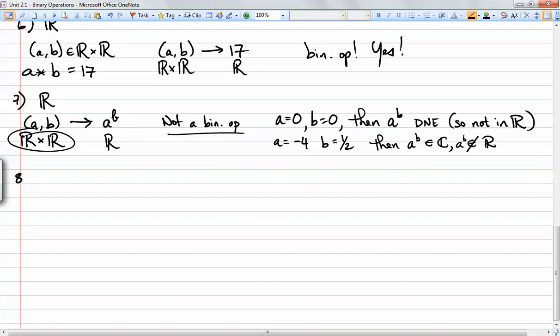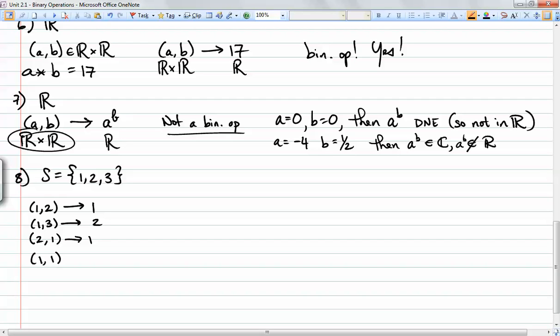Let's look at this. Okay, let's say S is the set 1, 2, 3. And I'm going to explicitly define every single mapping. 1, 2 maps to 1. 1, 3 maps to 2. 2, 1 maps to 1. 1, 1 maps to 1. Let's see, what else? 2, 2 maps to 2. 3, 1 maps to 2. 3, 3 maps to 1. 2, 3 maps to 3. 3, 2 maps to 1.